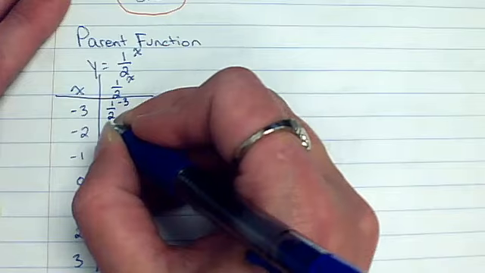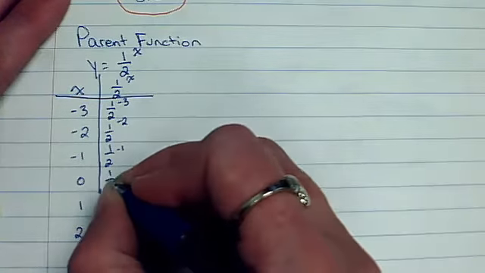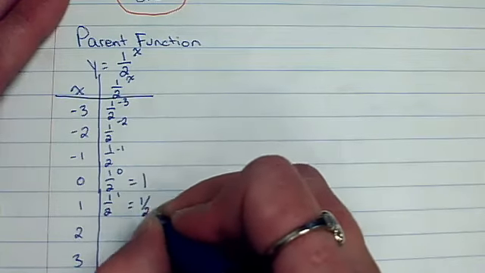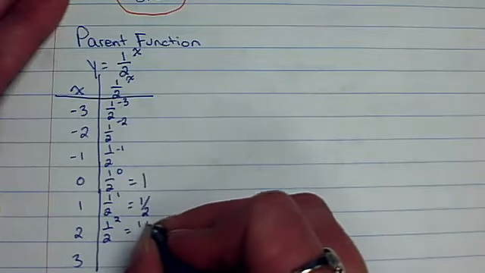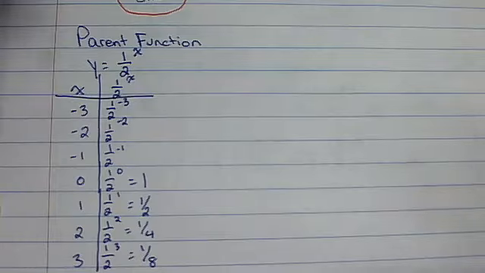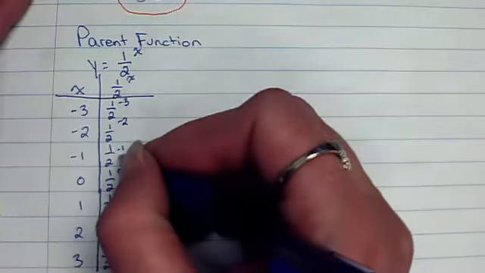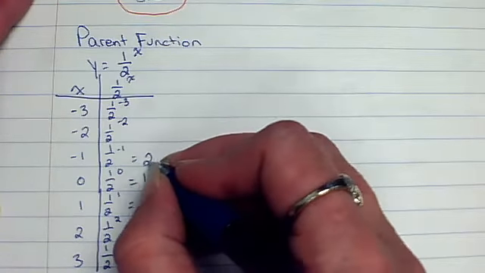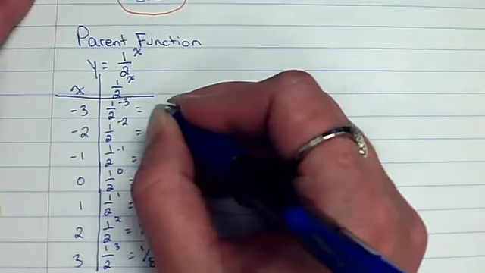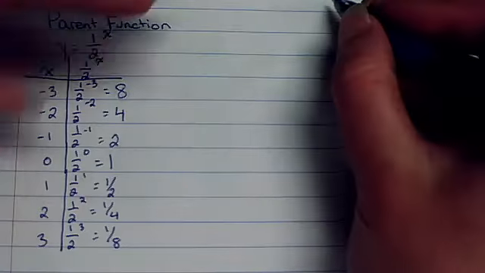1/2 to the -3, 1/2 to the -2, 1/2 to the -1, 1/2 to the 0. Oh, I know that one. It's 1. 1/2 to the 1, that's 1/2. 1/2 squared, that's 1/4. 1/2 cubed, that's 1/8. Cool. I know those. Now, going backwards, it looks like it's kind of going opposite of what we've done before. 1/2 to the -1 will flip it and turn it into 2. This would flip and be 2 to the +2, which is 4. This is going to be 8. So we can really see how those negative exponents play.